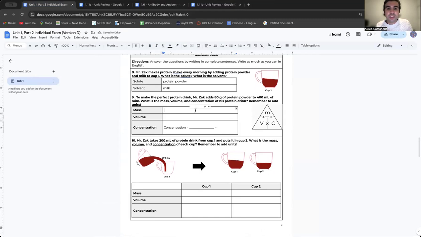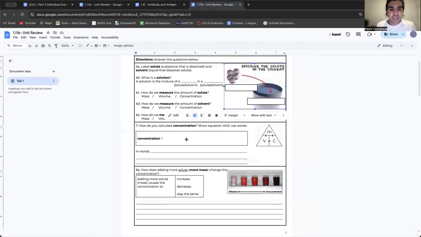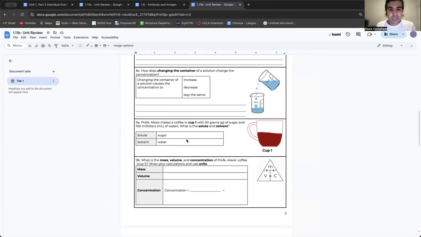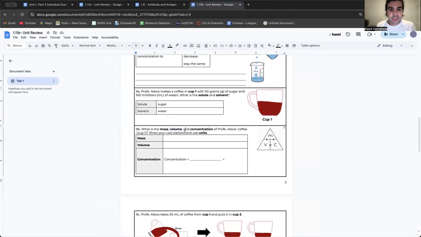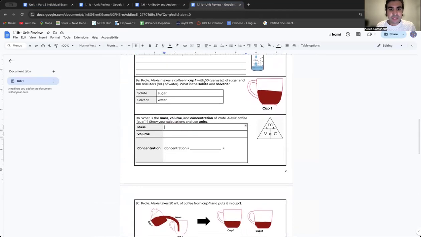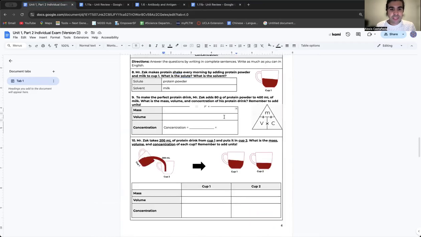To make the perfect drink, Mr. Zach adds 80 grams of protein powder to 400 milliliters of milk. What is the mass, volume, and concentration of his protein drink? Remember to add units. If we look back at 1.11b, when we calculated the concentration, the mass is whatever is being dissolved. The volume is the liquid, and we can calculate concentration using mass divided by volume. Our mass is 80 grams of protein powder. Our volume is 400 milliliters.